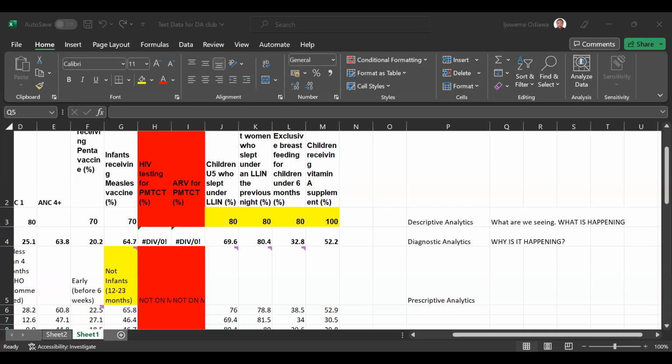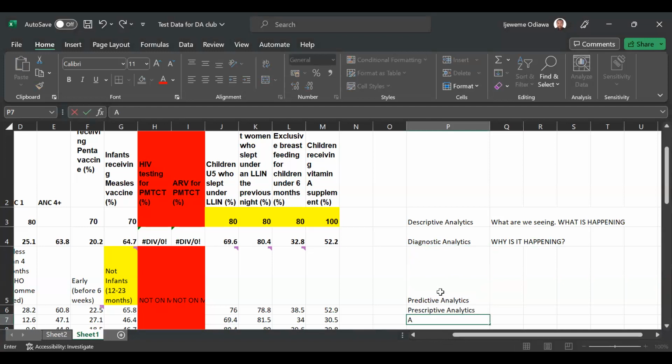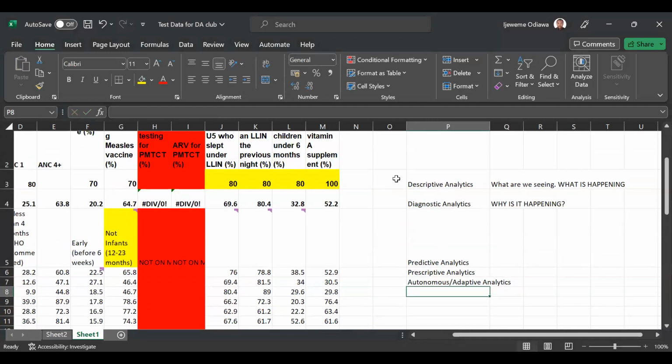I'm also saying this framework because I have a data set that I would like us to work on together. And the data set is in healthcare. So that's part of the reason I'm using this example. So descriptive, diagnostic, predictive, prescriptive, adaptive. So predictive analytics, then adaptive or autonomous analytics. All right. So these are the 5 areas that we want to be looking at today.